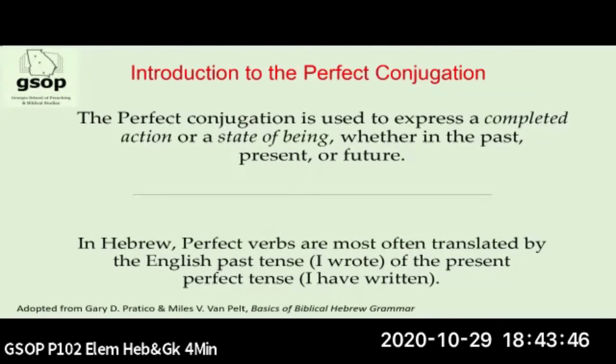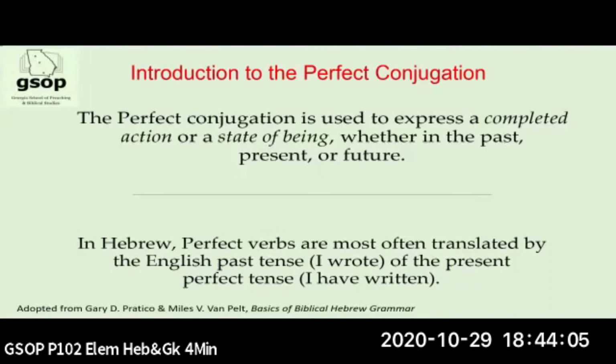I already mentioned it. It's used to express a completed action or a state of being, whether it's in the past, present, or future. Perfect forms are most often translated with the English past tense, such as "I wrote," or the present perfect tense, "I have written." If it's perfect, it has a completed action to it.